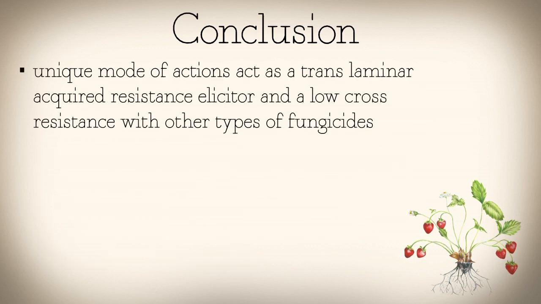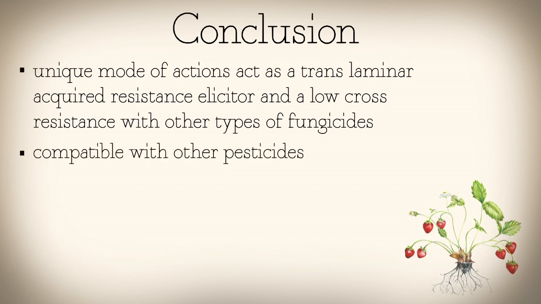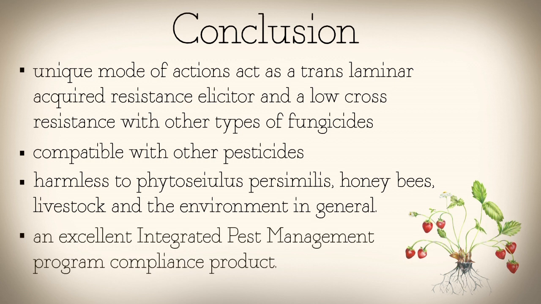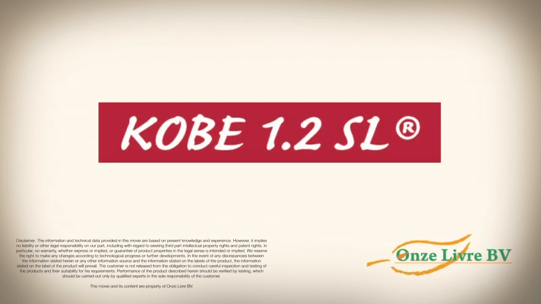Its unique methods act as a translaminar acquired resistance elicitor and it has a low cross-resistance with other types of fungicides. It is compatible with other pesticides and is also harmless to Phytoseiulus persimilis, honeybees, livestock and the environment in general. And finally, it's an excellent integrated pest management program compliance product. COBE 1.2 SL, a novel biofungicide.